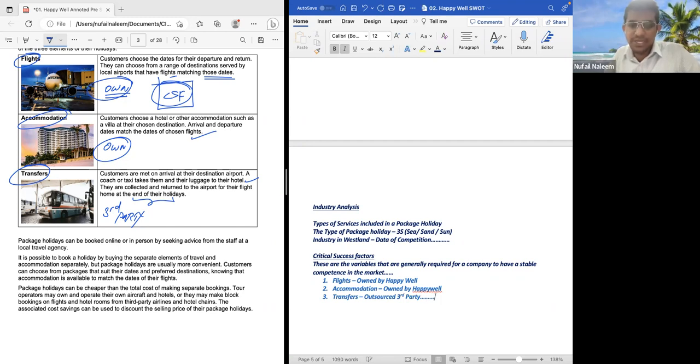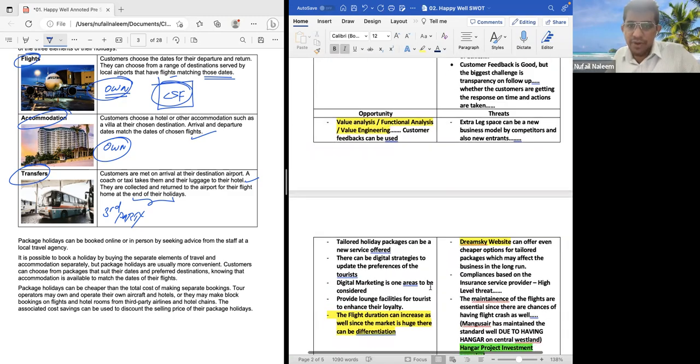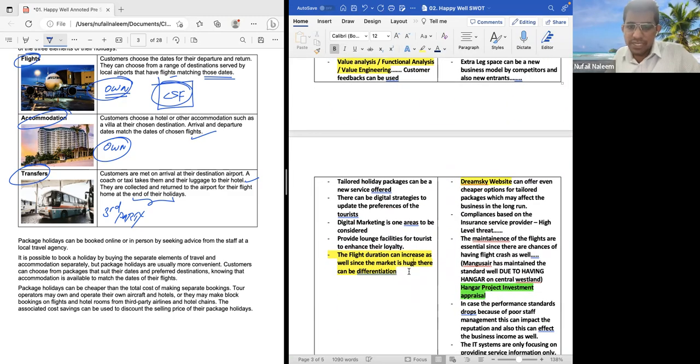So there are opportunities. We can have our own transfers. Can I just write down one point of view, students? Opportunity: I'll write down one opportunity here, acquisition of a cab company for transfer service.